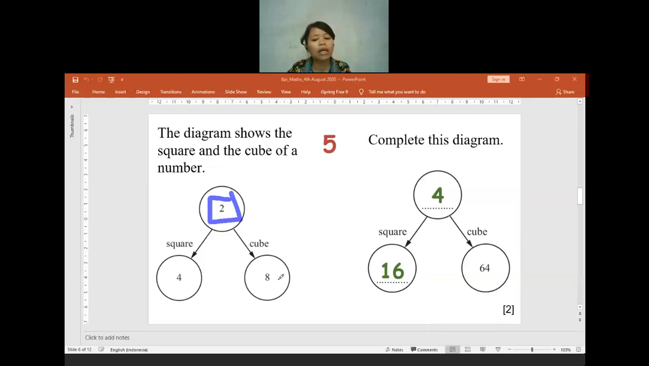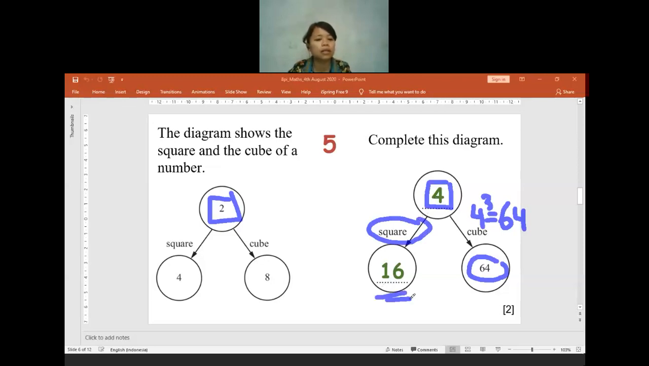Now, if I already have 64, I have to find which number cubed is equal to 64. We have that 4 to the power of 3 is equal to 64. That's why here I write number 4. Sorry, this is wrong. Yeah, so this is for the first circle. I will write it as 4, and then I have to find the square of 4. 4 squared will be equal to 16. So the answers will be 4 and 16.